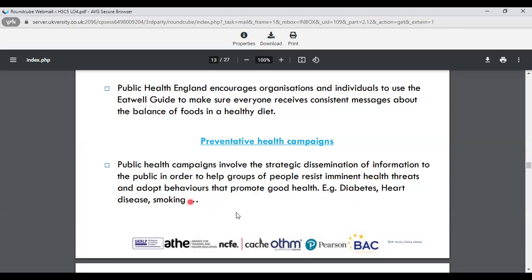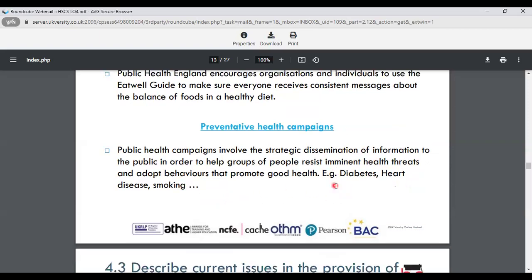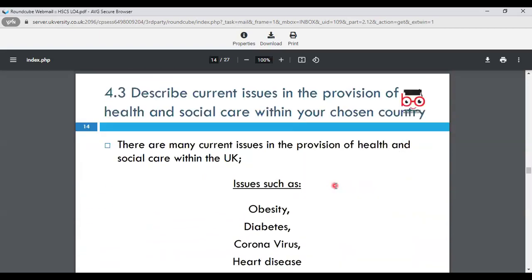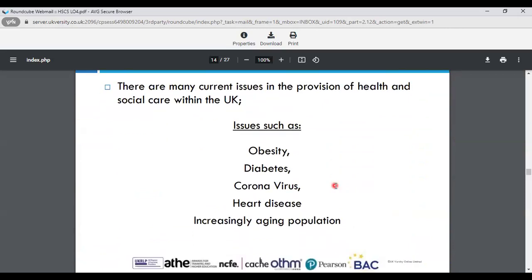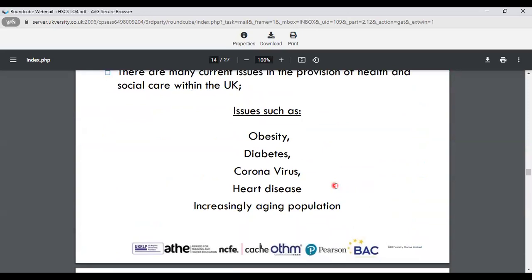So, for instance, diabetes, heart disease, smoking, these campaigns work for these diseases. There are many current health issues that we have within the UK. So there's obesity, there's diabetes, coronavirus, at the moment not very active, but it was there. There are heart diseases, and increasing age groups. So all of these diseases, most of the time, impact this increasing age population.